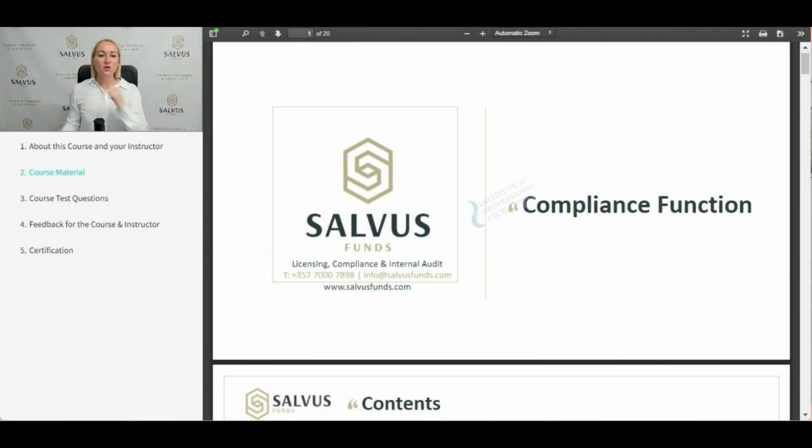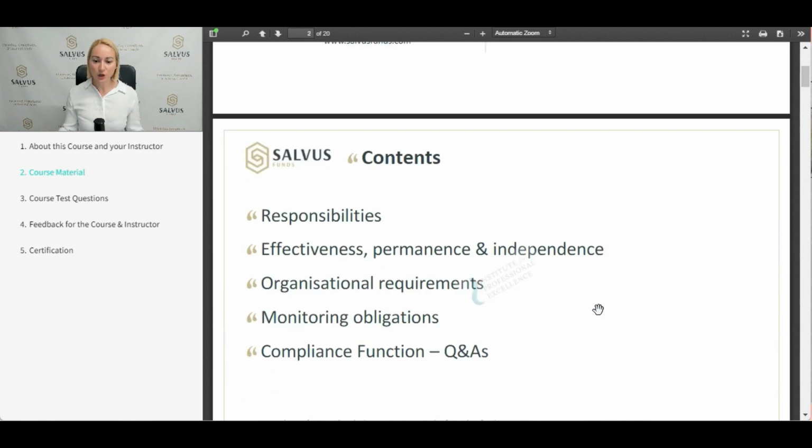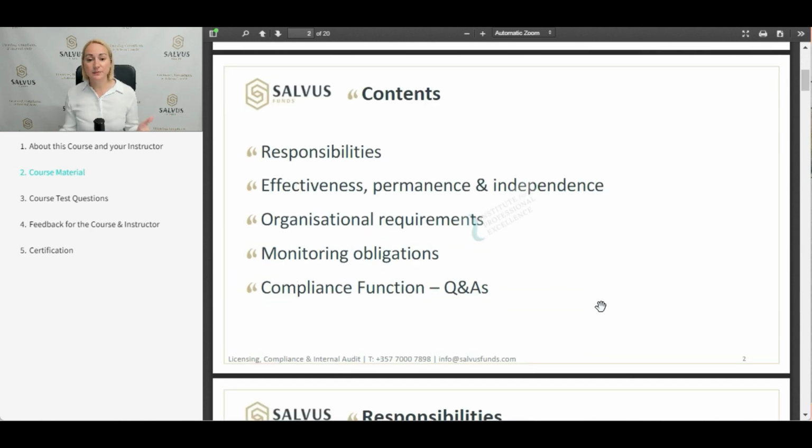We start our course with the compliance function. Within this course, of course, we are discussing how the function will prepare its own report. We are going through the reference of the guidelines of the CySEC circular, but before we do that, we go through the duties and responsibilities of this function. So, responsibilities are explained: effectiveness, permanence, independence, organizational requirements, monitoring obligations, and compliance function Q&As.